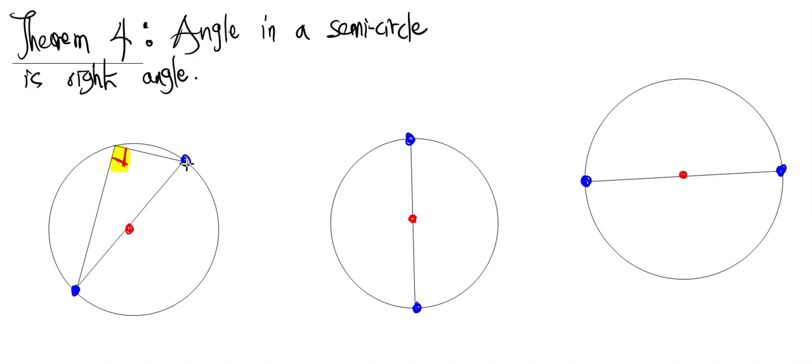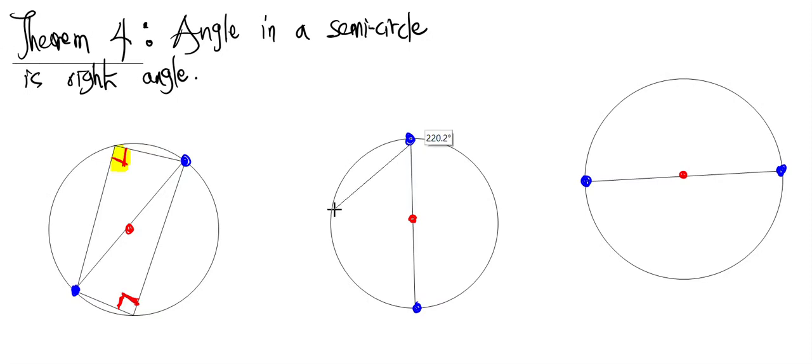Let's trace from the extreme endpoint of the diameter to any point on this circumference. Trace the extreme endpoint of the diameter to the endpoint of the circumference. The angle that will be formed there will be 90 degrees. And that's what we call right angle. So this is the mathematical symbol for angle 90 degrees. And that's the theorem which says angle in a semicircle is right angle.